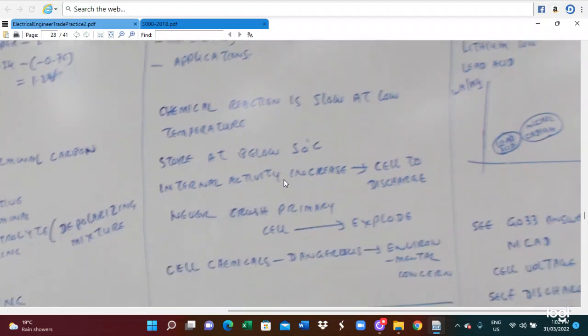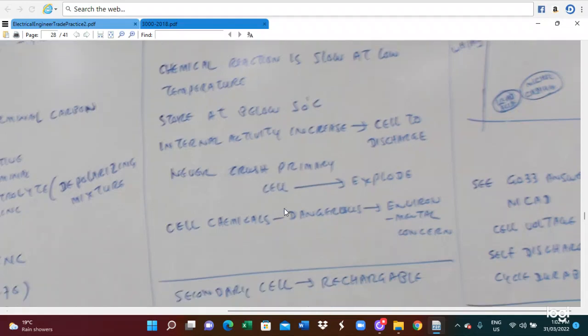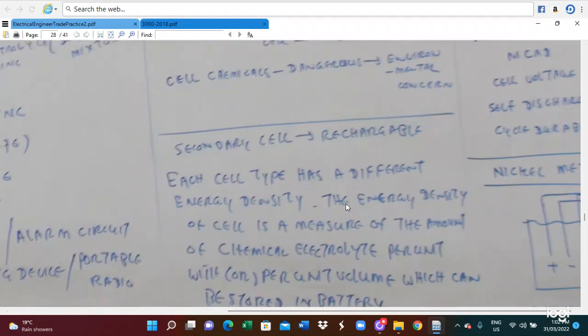Chemical reaction is slow at low temperature. So we need to store below 50 degrees centigrade. When the internal activity increases, discharge will be affected. Therefore, never crush the primary cell. If you crush the primary cell, it can explode. Cells can be dangerous. Therefore, we have to utilize appropriate protection devices.